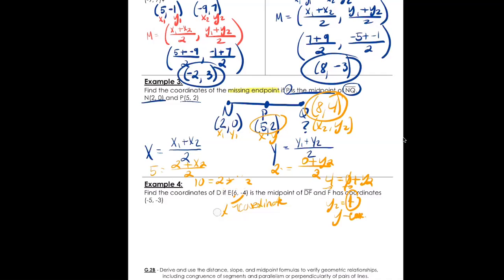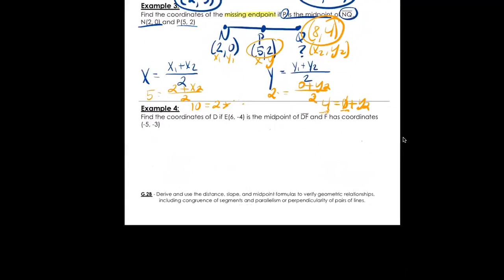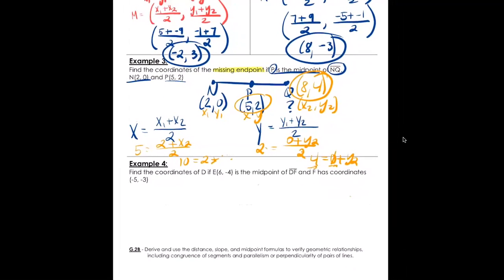I'm going to erase this just so we can see this last question. And this one will be like example 3. Find the coordinates of D if E is 6, -4, the midpoint of DF, and F has coordinates -5, 3. Draw a picture again.